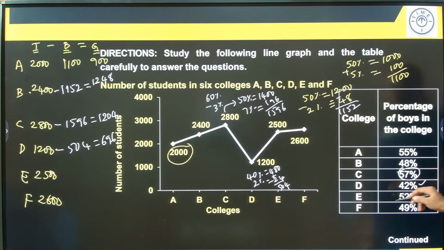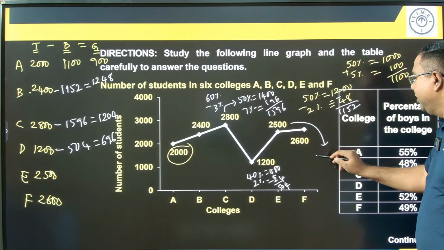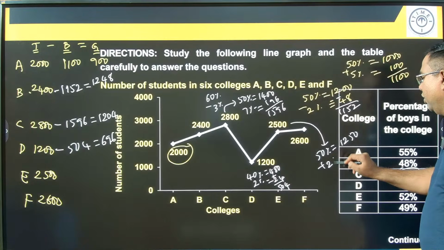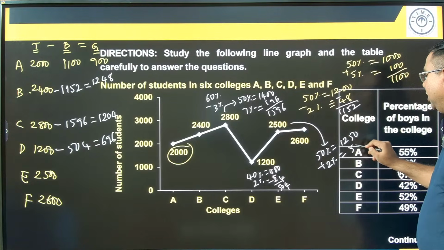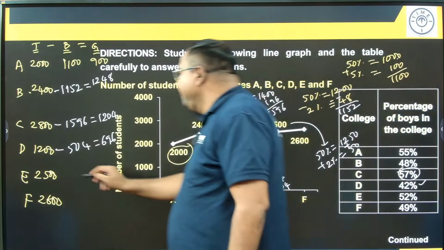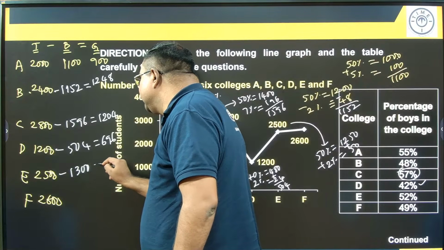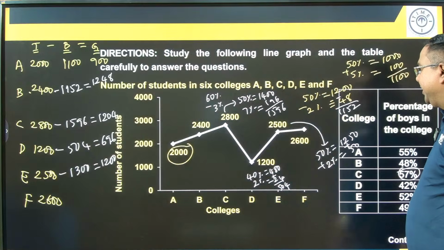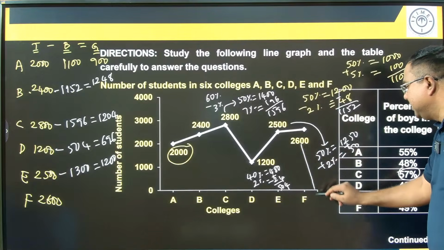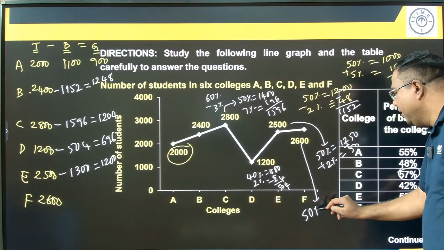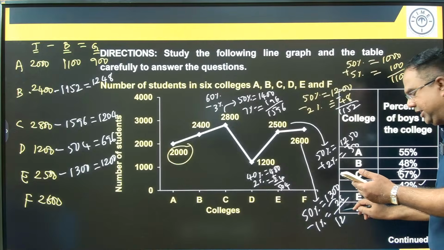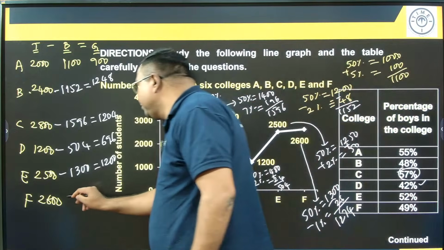E is 2500, 52%. How do you get 52%? 50%, half of 2500, 1250, plus 2%. 1% is 25, 2% is 50. 1250 plus 50, 1300. If I remove 1300, obviously girls will be 1200. Okay, correct? Last one also I calculated, F. 2600, 49%. Simple. 50%, half of 2600, 1300. I want 49, remove 1%. 1% will be 26. So it has to be 1274. Correct. Very good. 1274.